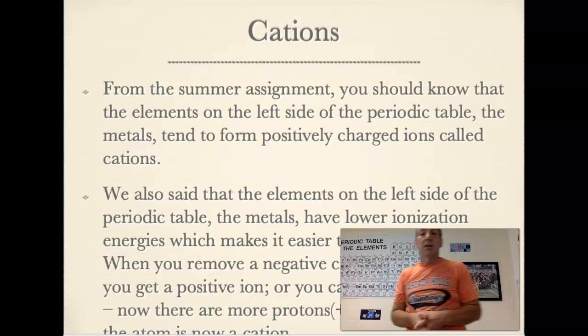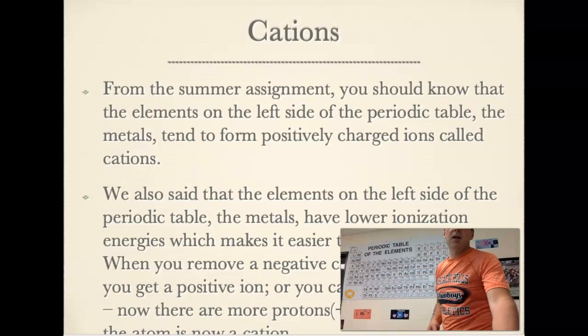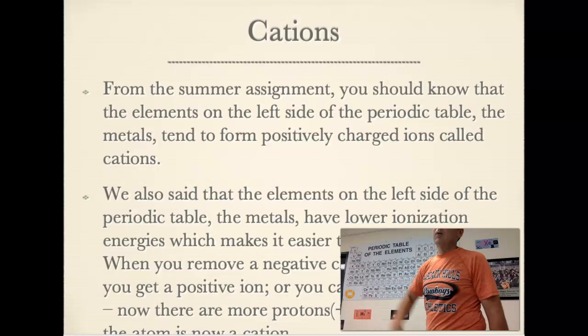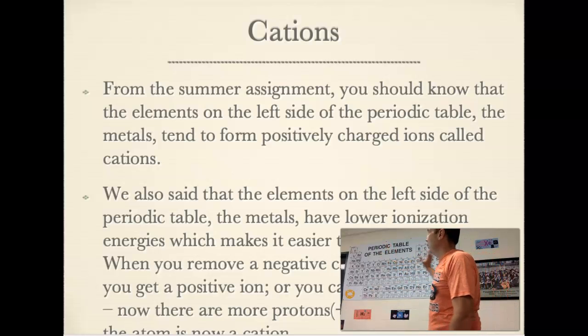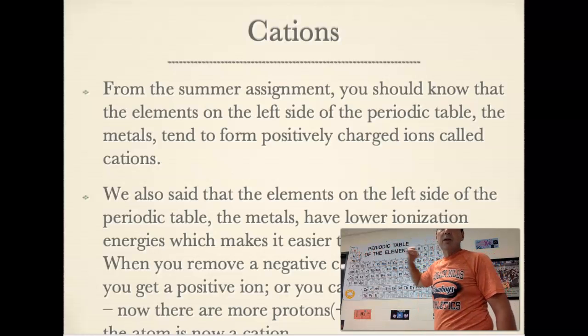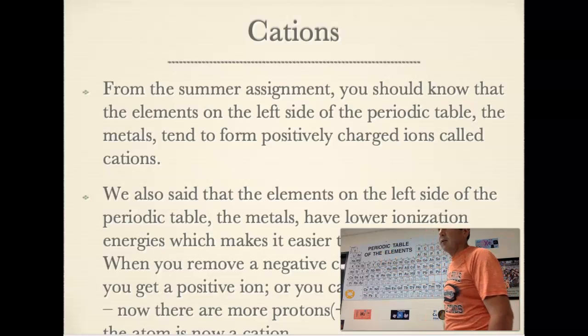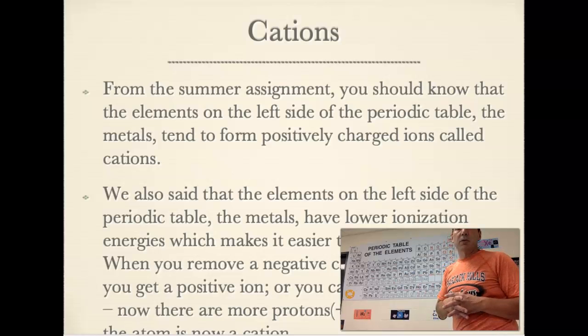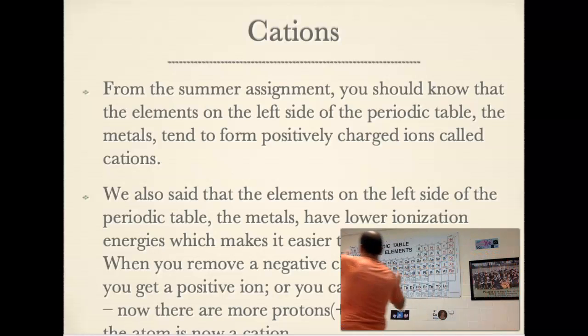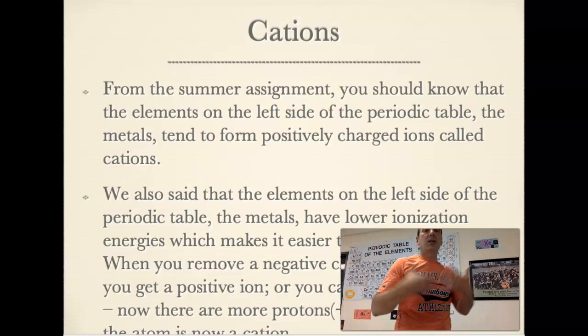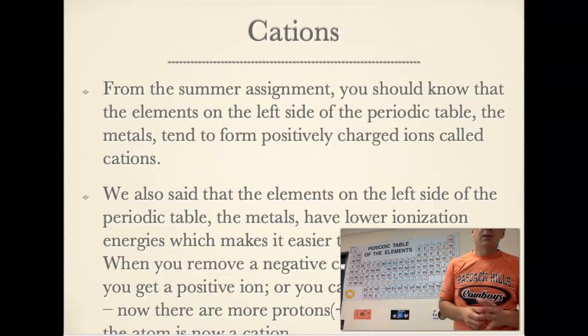Okay? Now, when we talked about elements on the left side, we said ionization energy increases this way. That means it obviously decreases that way. So it's easier to take electrons from the elements on the left side than the right side. If you go back to the videos that we talked about with ions that you're supposed to know from the summer, you'll know that the elements on this side of the chart do tend to be positively charged, and that's because, again, they have low ionization energies. So they give off electrons easily, and so they form cations.